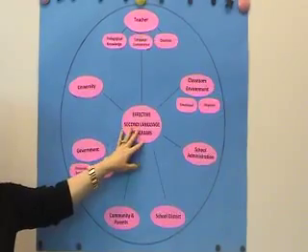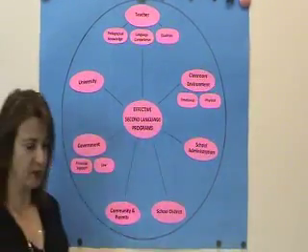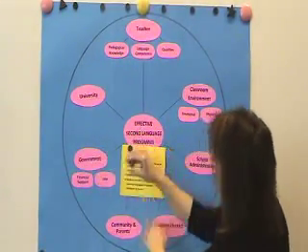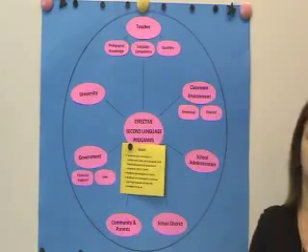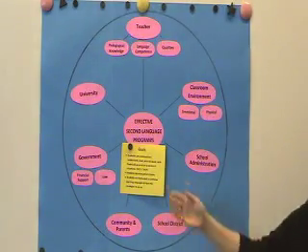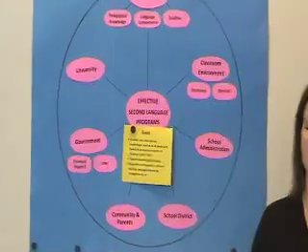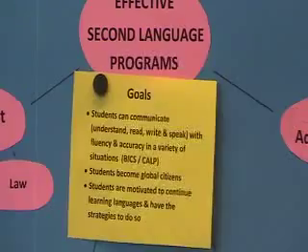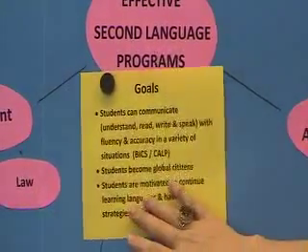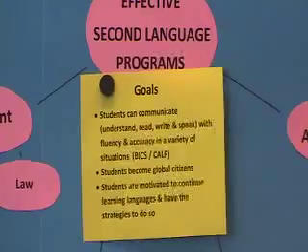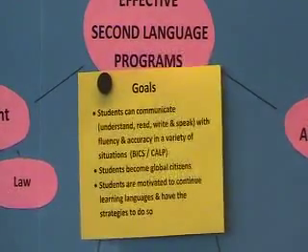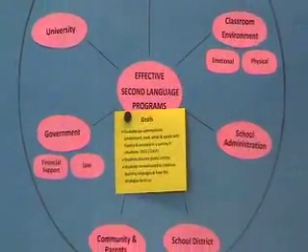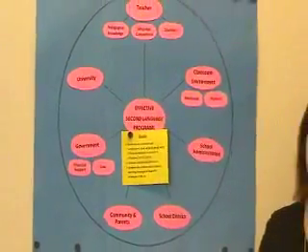First of all, let's look at our goal of what an effective second language program is. In any effective second language program, the goal would be that students can communicate. And what does communicate mean? It means that students can understand, read, write, and speak with fluency and accuracy in a number of authentic situations in the target language. We always want students to become global citizens. And also, I think we all want students to want to continue learning another language or the same language, and to have the strategies to keep learning that language.